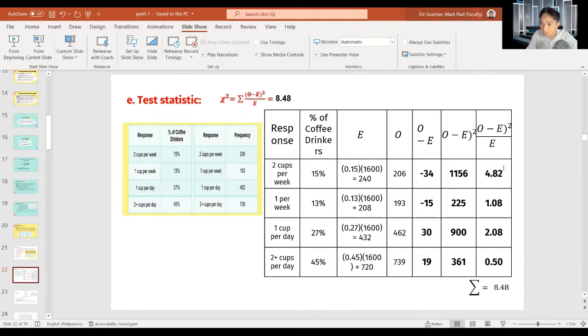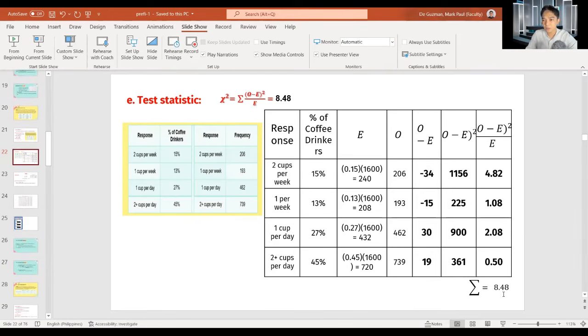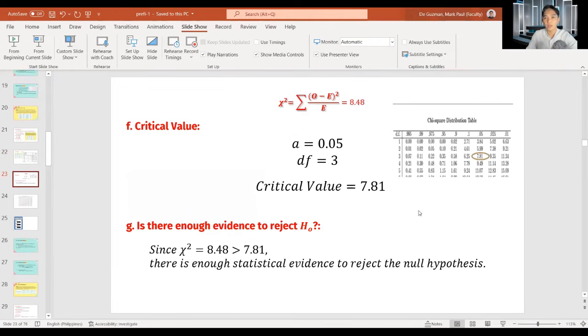Now, summation tayo. So, we need to add lahat na nandito. And that will give us 8.47. Okay? Pwede nyo i-check gamit ang calculator ninyo. Next, kapag nakuha na natin yan, ite-test na natin ngayon. So, 8.48 yung nakuha natin.